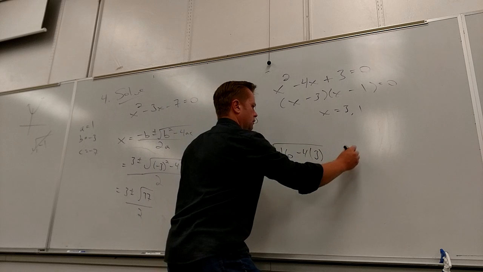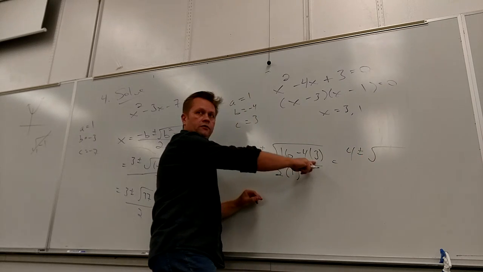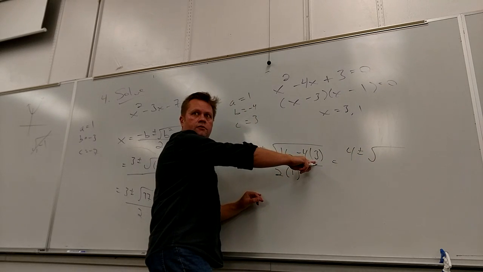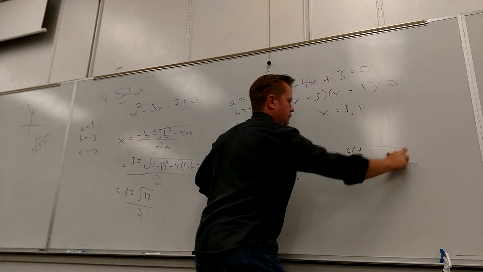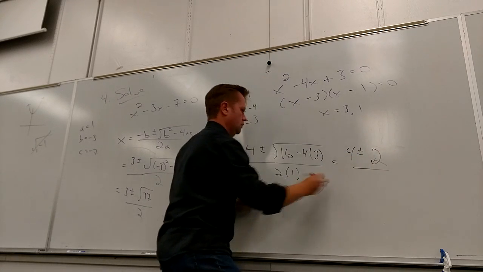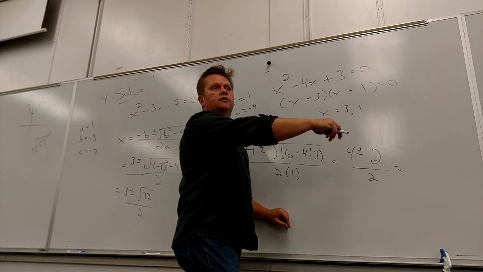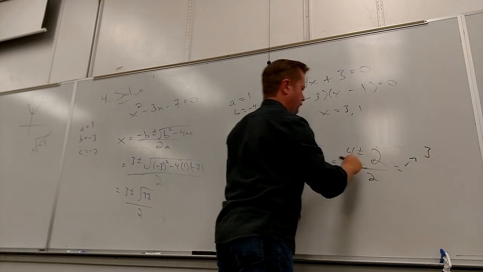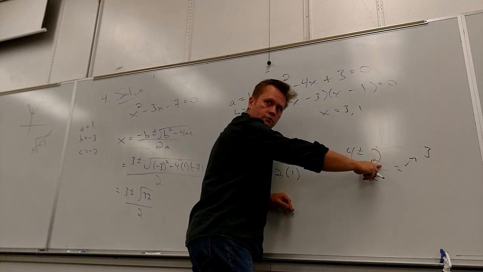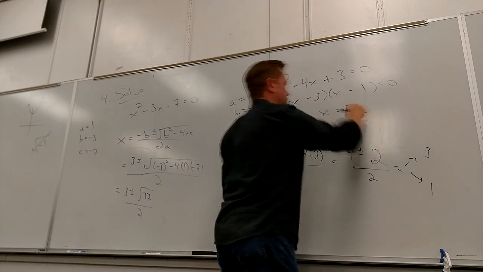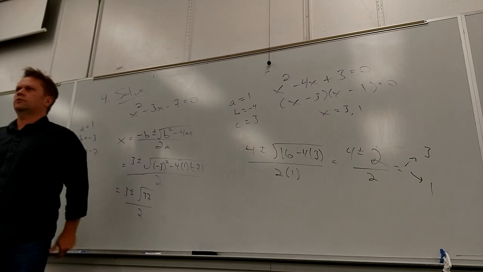But still, watch. What do I get? 16 minus 12? 4, and the square root of 4 is 2. 4 plus 2 is 6, divided by 2 is 3. 4 minus 2 is 2, divided by 2 is 1. Same answer. Of course it's the same answers.